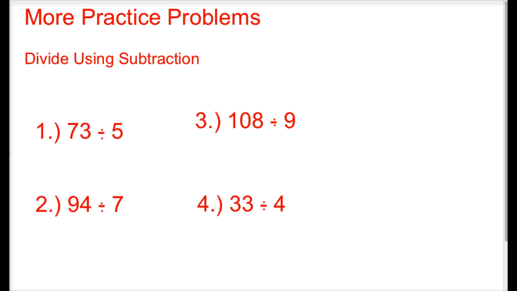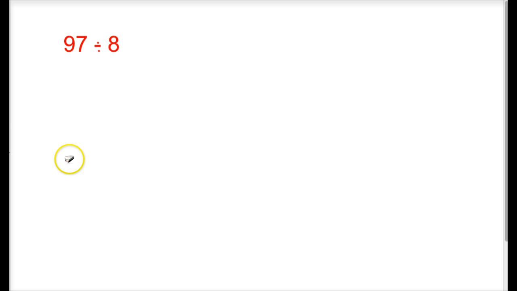Let's take a quick peek at what we did to refresh your memory, so you can see what we were doing. So let's take 97 divided by 8. What we were talking about is taking out groups of 8, because this is our divisor. So I'm thinking about my basic facts to see how many groups of 8 I can take out of my dividend, 97.